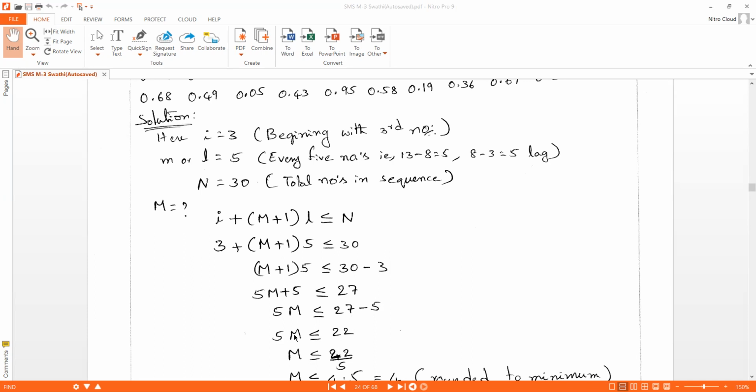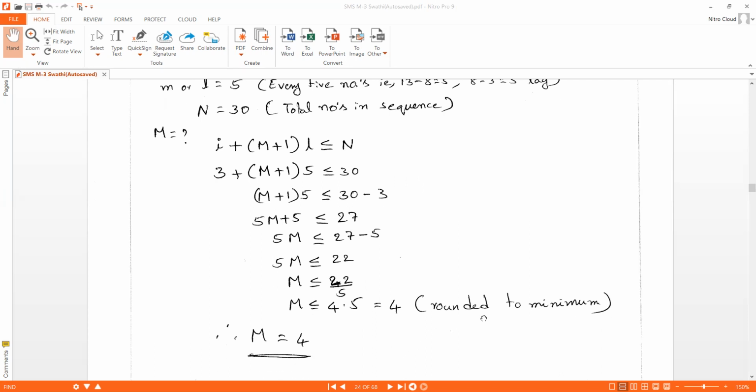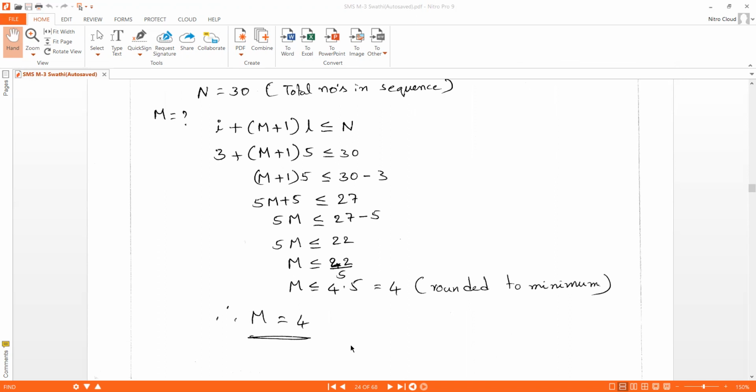Now 5 is multiplying M. If we send 5 to this side, it will divide the 22. So the M value is less than or equal to 22 by 5, that is 4.5. We will round it down to the minimum value, so we will consider the M value as 4. Capital M value we got as 4.